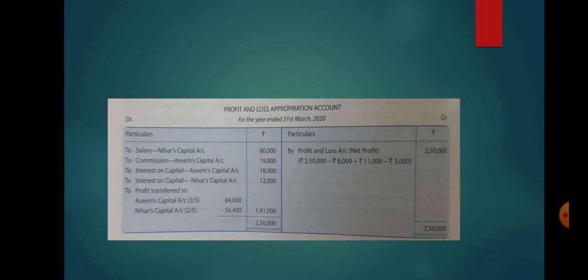Now dear students, after this there are more concepts regarding the preparation of profit and loss appropriation account, interest on capital, interest on drawings. I hope you have understood the basic concepts regarding the journal entry of partnership fundamentals and how to prepare profit and loss appropriation account.